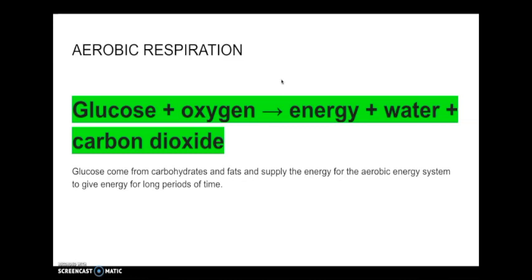Glucose comes from carbohydrates and fats, and this will supply the energy for you to exercise aerobically using the aerobic energy system, and it will give you energy for long periods of time. That's why you can do endurance sports aerobically, because they're low intensity and you're working for long periods of time, and aerobic energy gives you the energy you need.